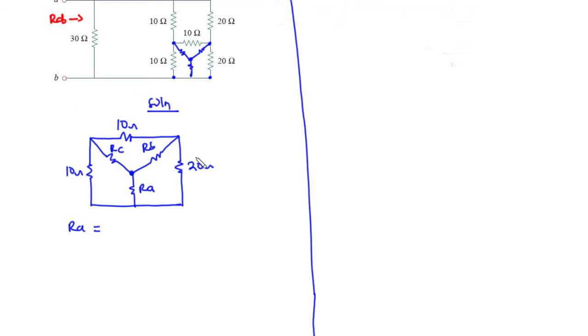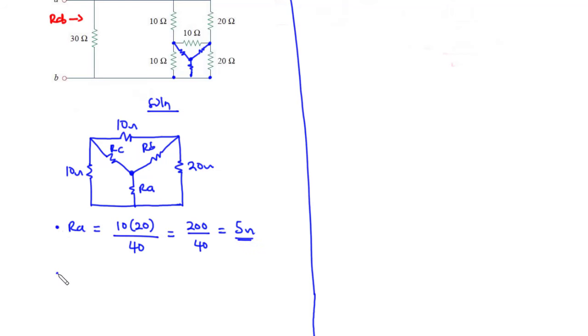So to convert from delta to star, let's say for RA, we are going to multiply the two adjacent resistors. So we have 10 times 20 divided by the sum of the three outer resistors that make up the delta network. So we have 10 plus 10 plus 20, which is 40. 10 times 20 is 200, and then 200 divided by 40 is equal to 5. Therefore, we have RA to be 5 ohms.